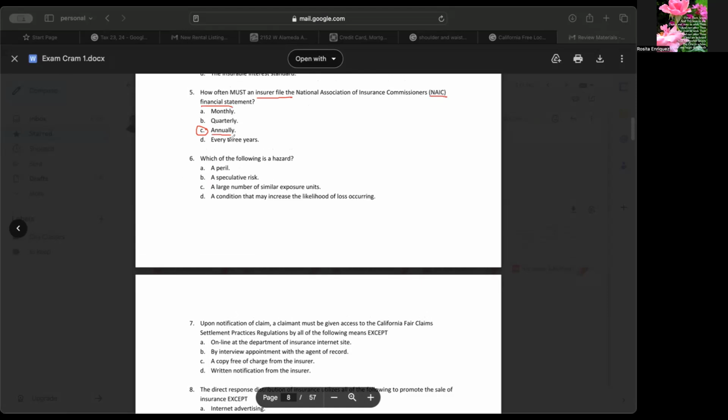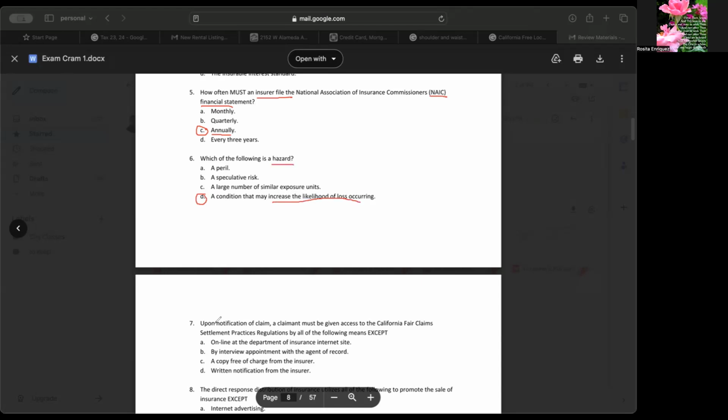Number 6, which of the following is a hazard? The answer is D, a condition that may increase the likelihood of loss occurring. Hazard.